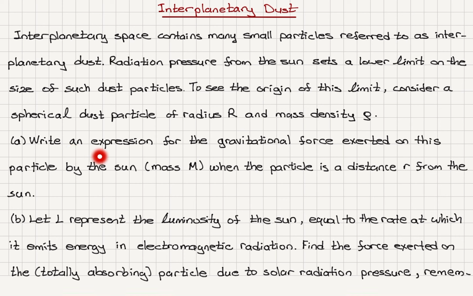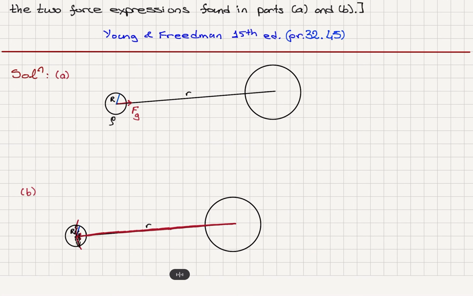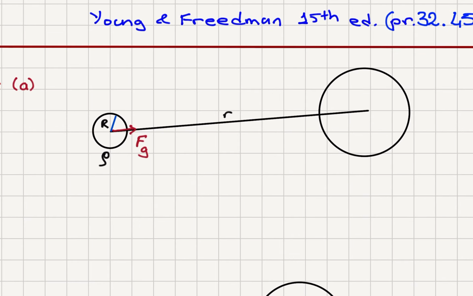Part A, write an expression for the gravitational force exerted on this particle by the Sun, mass M, when the particle is a distance r from the Sun. Here is our particle with radius R, density ρ, at a distance r from the Sun, which has mass M.